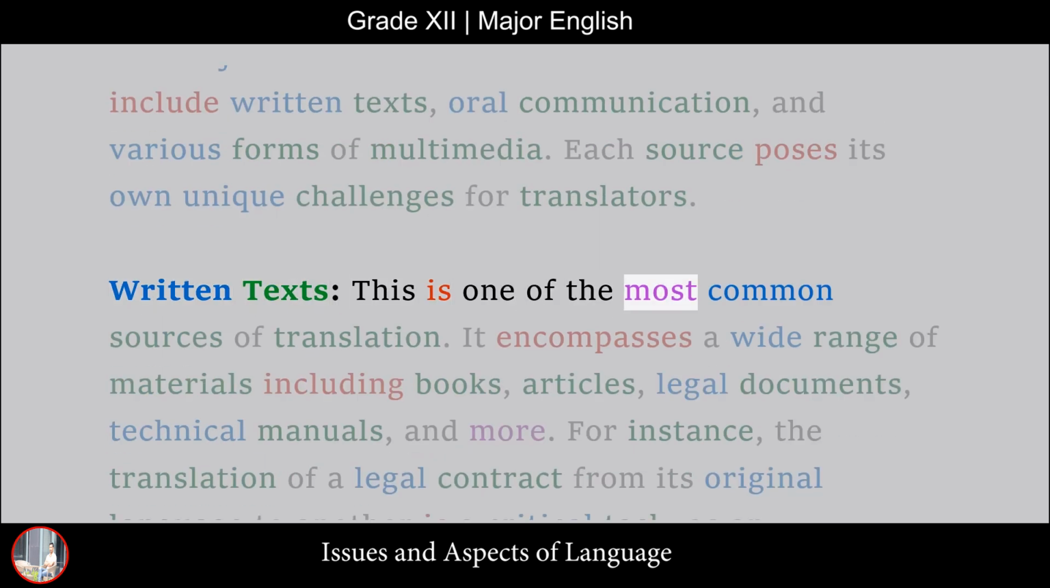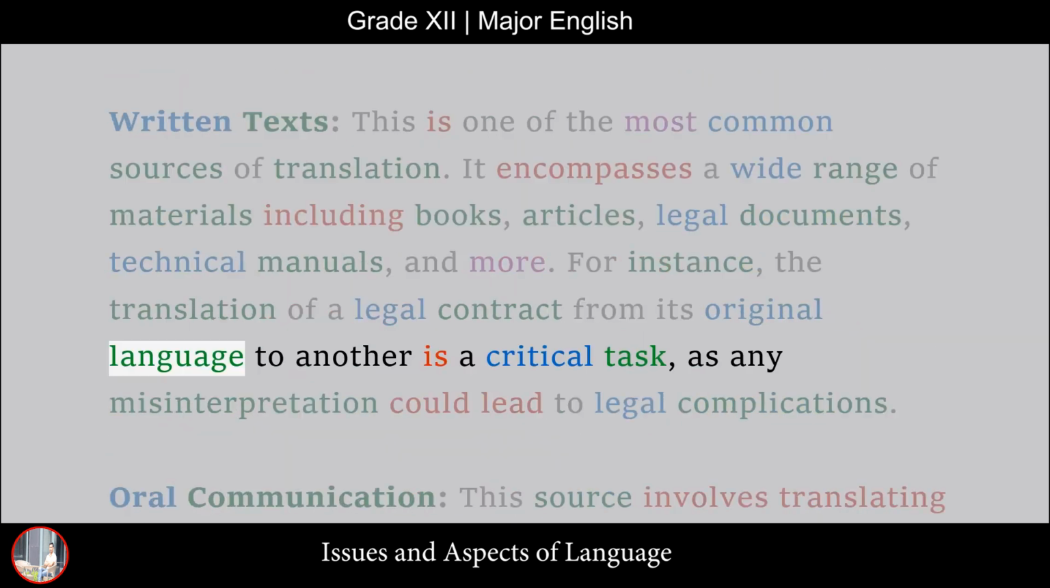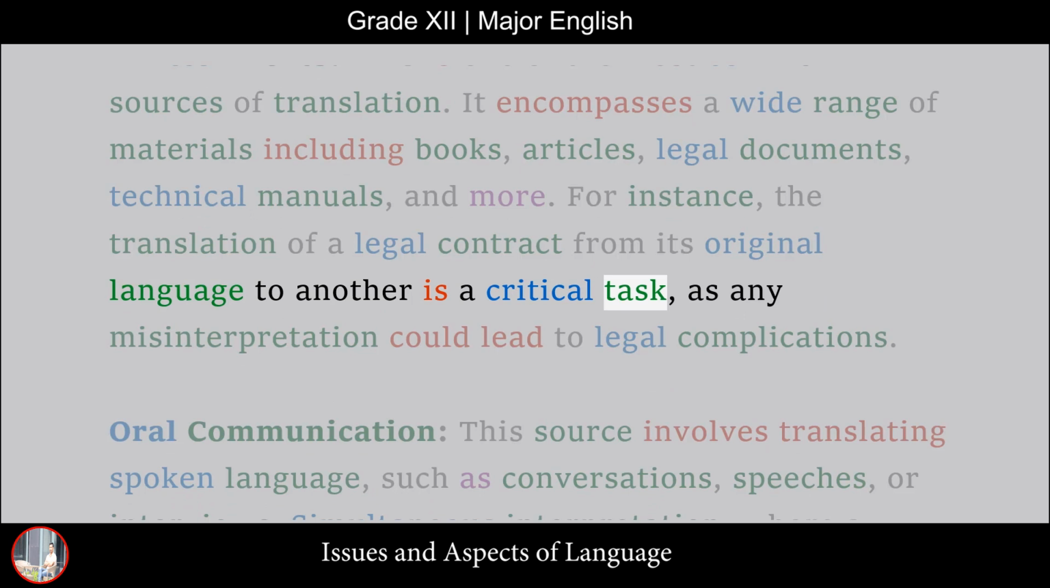Written texts. This is one of the most common sources of translation. It encompasses a wide range of materials including books, articles, legal documents, technical manuals, and more. For instance, the translation of a legal contract from its original language to another is a critical task, as any misinterpretation could lead to legal complications.